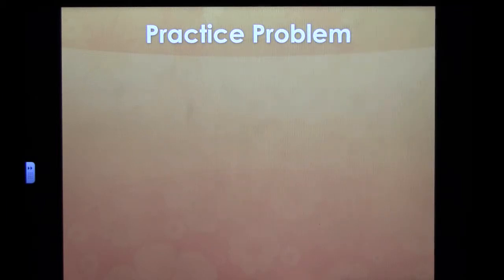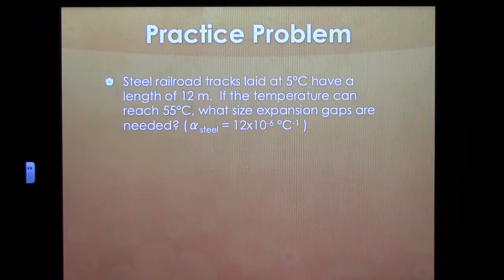Let's try a couple practice problems. Steel railroad tracks laid at a temperature of 5 degrees Celsius have a length of 12 meters. If the temperature can reach 55 degrees Celsius, what size expansion gaps are needed? The coefficient of linear expansion for steel is given as 12 times 10 to the negative 6 degrees Celsius to the minus 1.